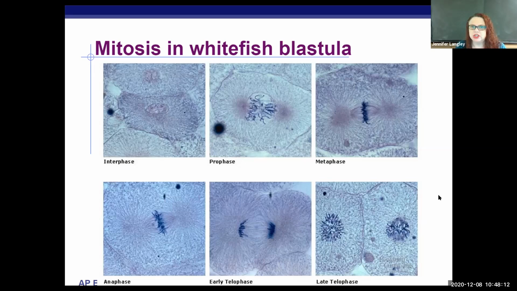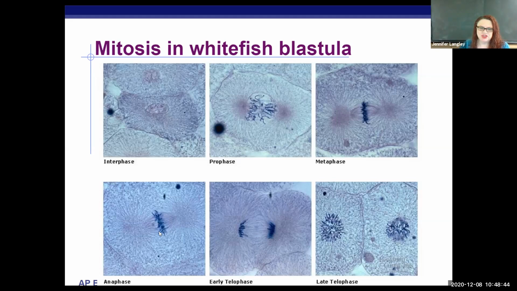So this is from a whitefish. Think of cod. And we're looking at that division inside the egg. You can see the different stages here. In interphase, it's just kind of chilling, kind of a fried egg look to it. In prophase, it packs up our DNA. In metaphase, it lines it up in the middle. Now, I want you to remember these are three-dimensional, so this isn't really a line. It's actually a disc that's been turned sideways, so it looks like a line.